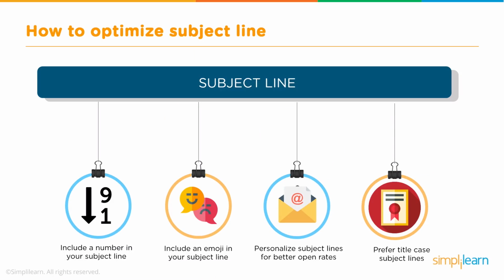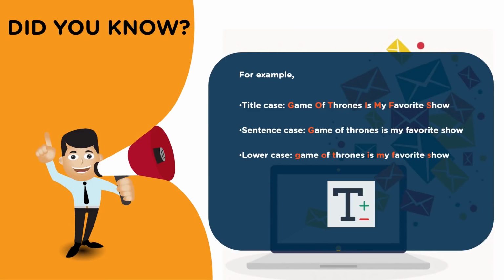And then you will want to prefer title case subject lines. So title case subject lines. For example, when I say title case, Game of Thrones Is My Favorite Show. Every initial letter in that title is capitalized. Okay, you can go with sentence case. Game of thrones is my favorite show. It doesn't stand out as much. Of course, if you go with lowercase, it definitely doesn't stand out. It looks illiterate, and somebody's probably not going to open it. So you always go with that title case. Every initial letter gets capitalized.